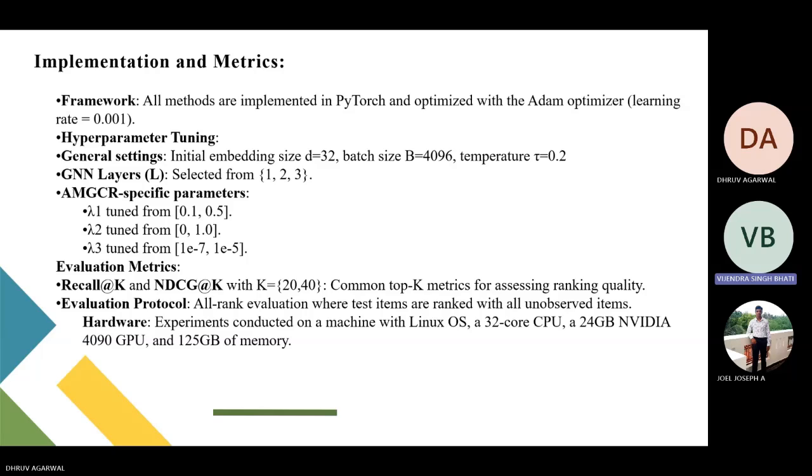Evaluation metrics and protocols. Metrics: Recall@K and NDCG@K with K equals 20 and 40. Protocol: all-rank protocol, ranking test items against all unobserved items. Hardware specifications were as follows: experiments run on Linux with a 32-core CPU, a 24 GB NVIDIA 4090 GPU, and 125 gigs of memory.